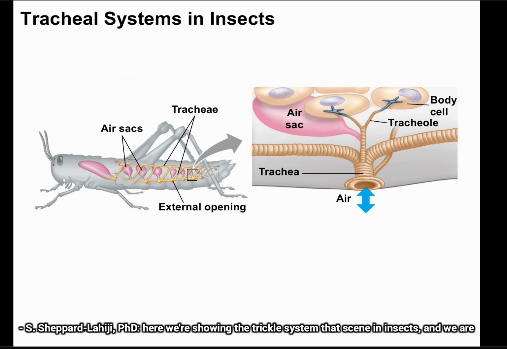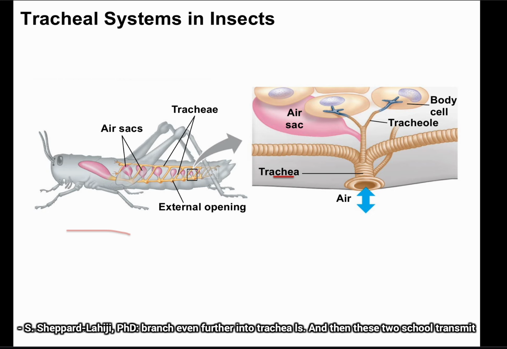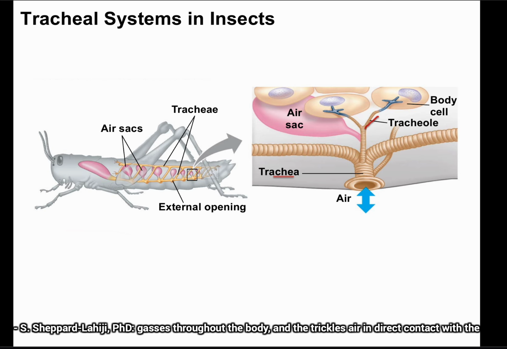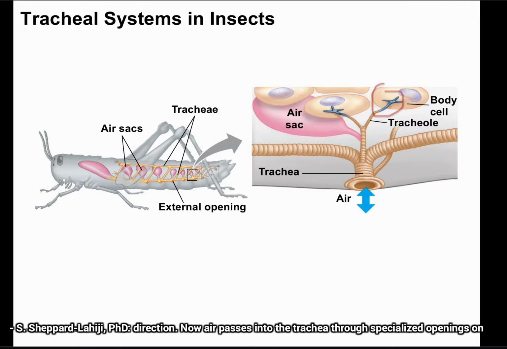Here we're showing the tracheal system that's seen in insects, and we are utilizing the grasshopper as an example. Now, the tracheal system is composed of small branched air ducts, or trachea, and the trachea will branch even further into tracheoles. And then these tubes will transmit gases throughout the body, and the tracheoles are in direct contact with the individual cells, which allows for oxygen to diffuse directly across the plasma membrane, as well as carbon dioxide to move in the opposite direction.